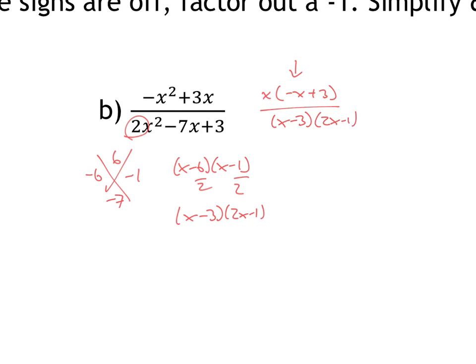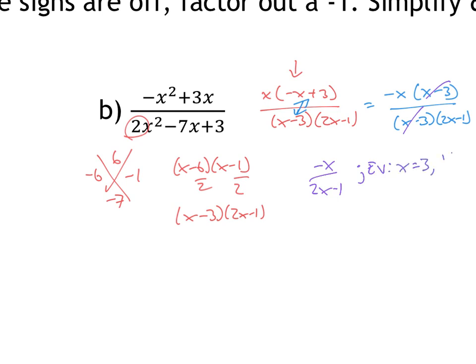All right, now when we're looking at this, see how these are opposite signs? So I'm going to take out a negative x now, and that's going to allow me to change these signs. All right, and let's look at our answer here. So those are going to cancel, so I have negative x over 2x minus 1. My excluded values, x cannot equal 3, and x cannot equal 1/2. Cool?